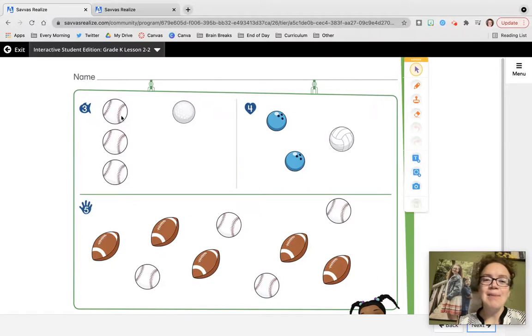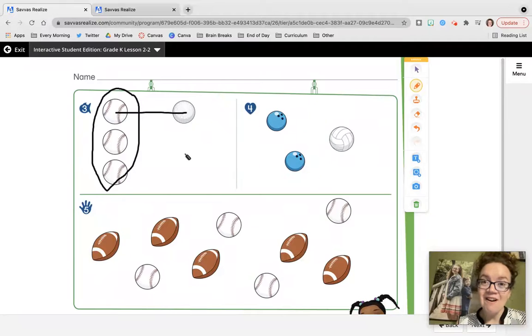We're comparing baseballs to golf balls. So we're going to draw a line. Baseball to golf ball. Uh-oh, we're already finished because there are more baseballs and there are no more golf balls. So which one is greater then? We're going to circle the baseballs because the baseballs are greater than the golf balls. Nice work.